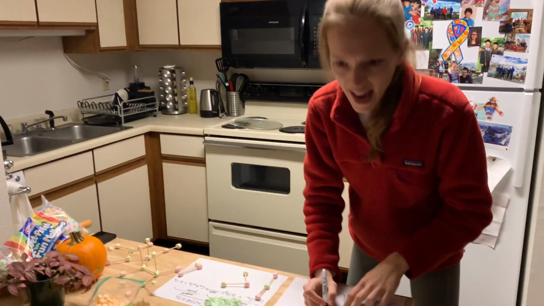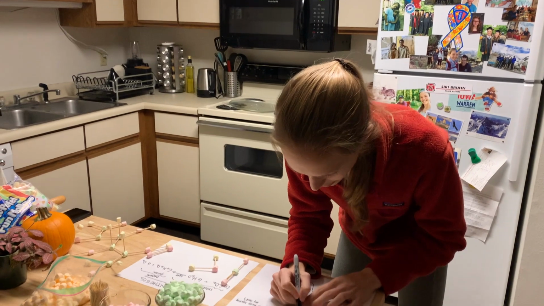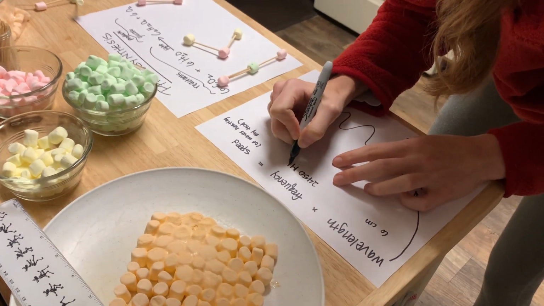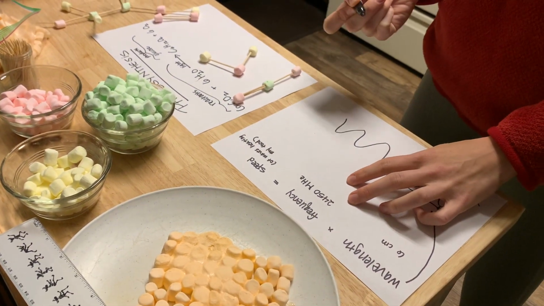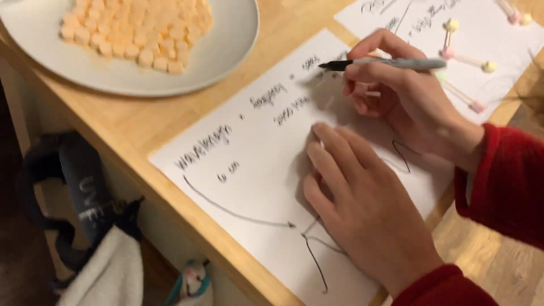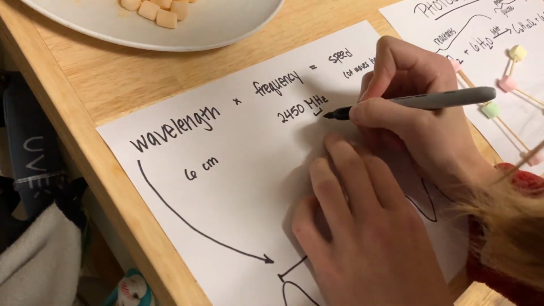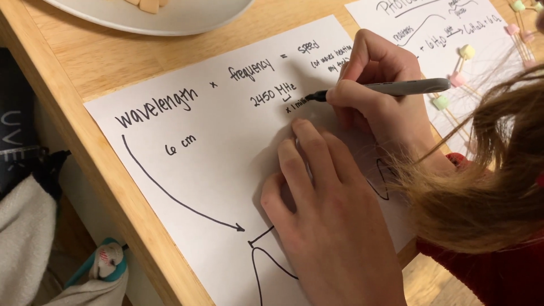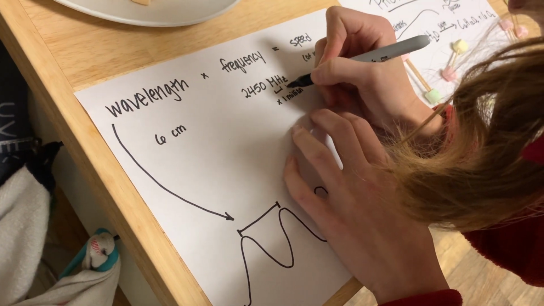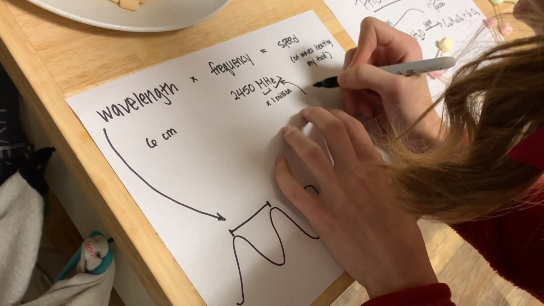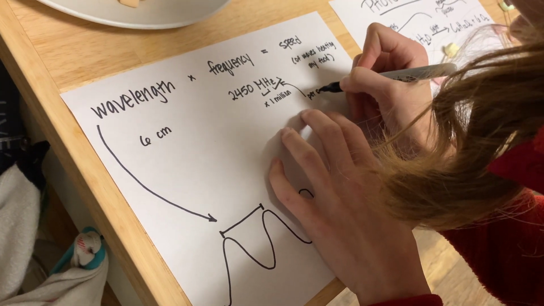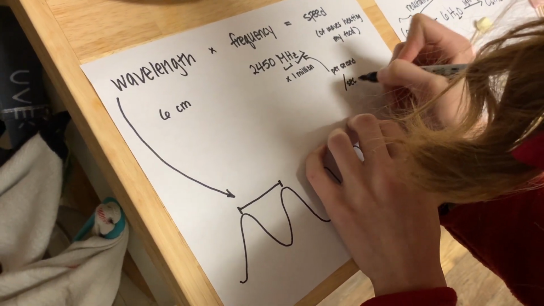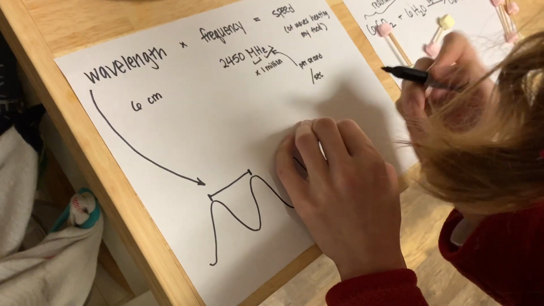So I Googled this, and I had to click on a couple websites, but here's what I came up with. I came up with 2,450 big M, big H, little z. What the heck does that mean? It's megahertz. So mega means I need to multiply by 1 million. Now hertz are this unit in physics that mean per second. That's a weird one because the unit is actually something per second. Okay, so that's hertz.